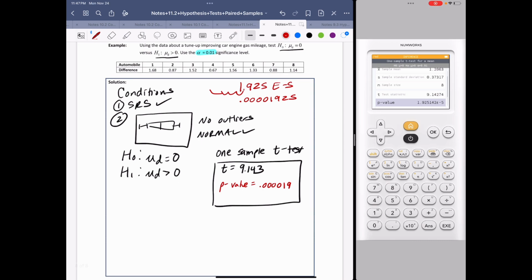Now, my p-value is very low, and my H0 is going to go. All right, so I'm going to say, since my p-value of 0.0001925 is less than alpha equals 0.01, we will reject H0.